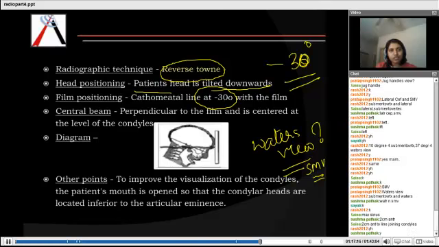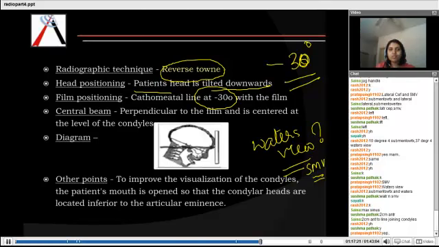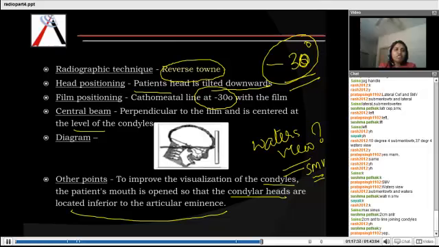Yeah. So here we are talking about the reverse Towne. Reverse Towne is opposite to the Waters. If you see, here we are going 30 degrees downwards, and the central beam is perpendicular at the level of the condyle. To improve the visualization of the condyle, the patient's mouth is open so that the condyle heads are located inferior to the articular eminence. This view is very good to view the condyles. Okay, reverse Towne projection.